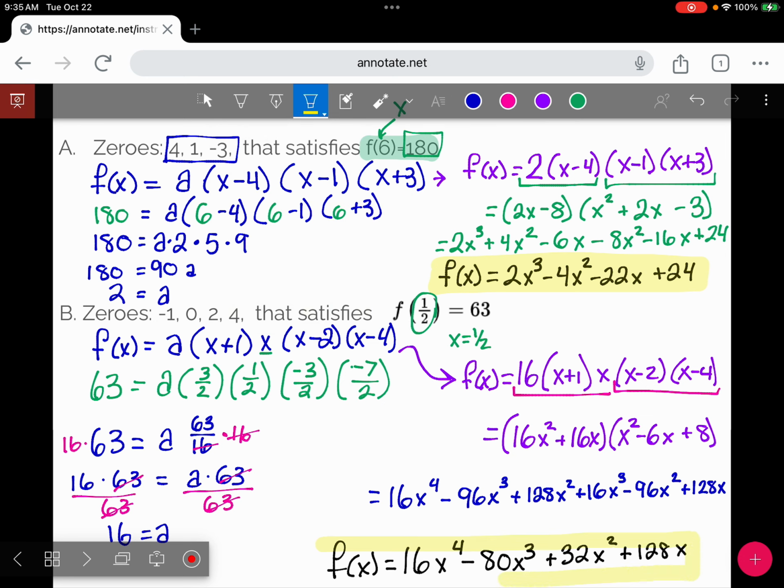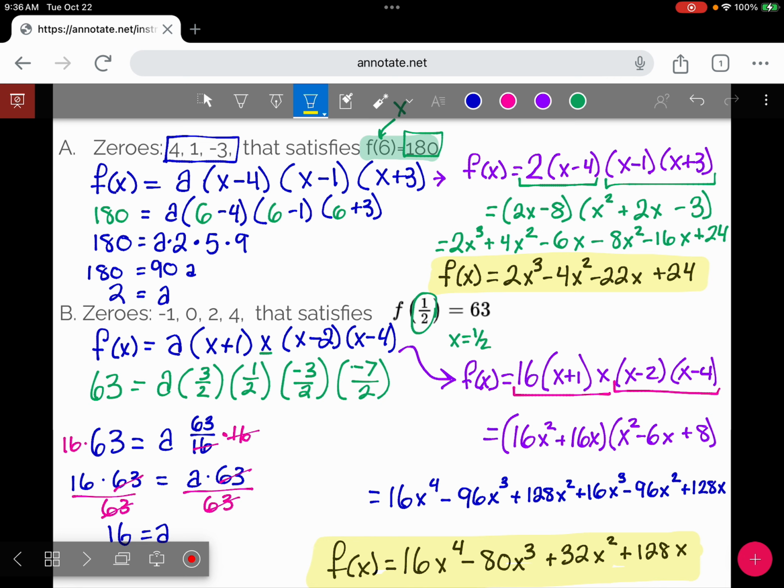Questions on either of these at any place, point, time, anything? Feeling okay on this?